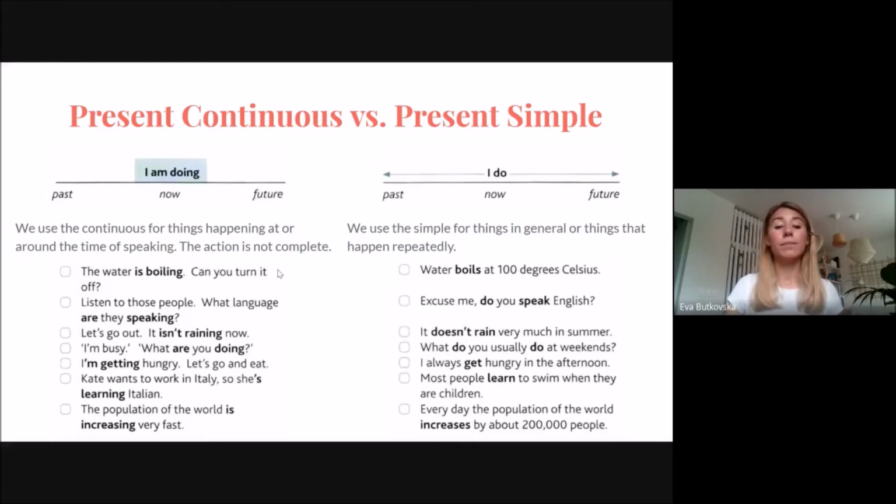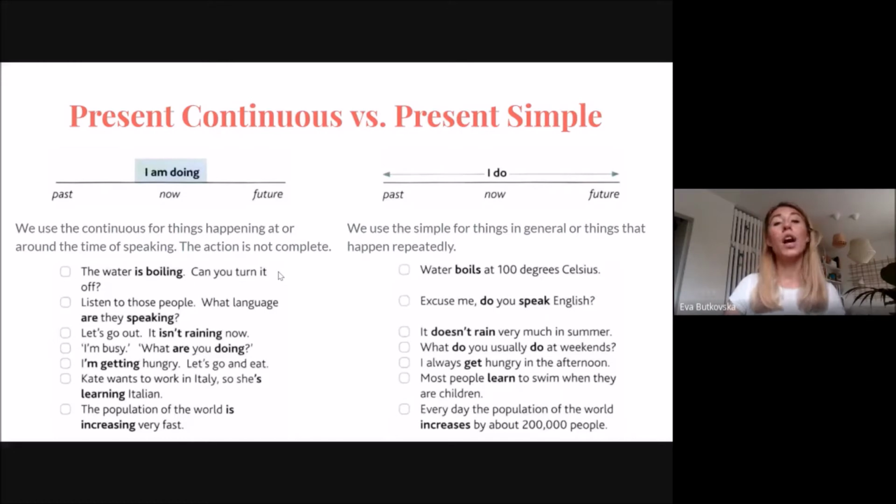Let's go out. It isn't raining now. So it isn't raining at the moment. But on the other hand, it doesn't rain very much in summer. It's a fact or general truth.